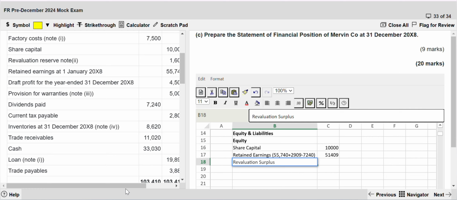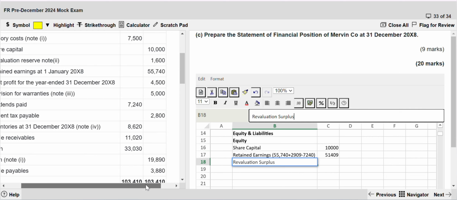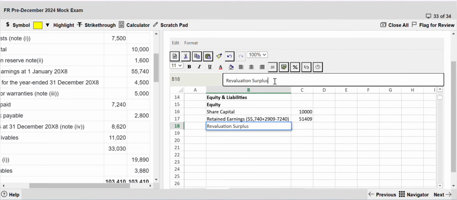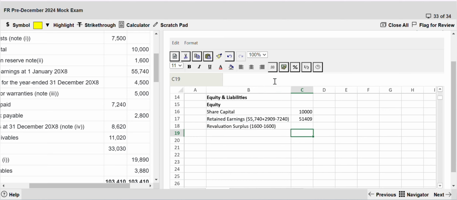Now, revaluation surplus, what happened? Completely gone, correct? We have adjusted for it, right? So revaluation surplus, 1600 minus 1600 will be 0, right?